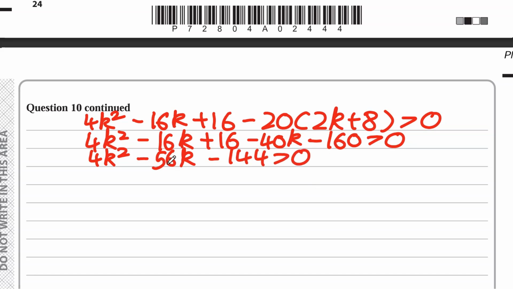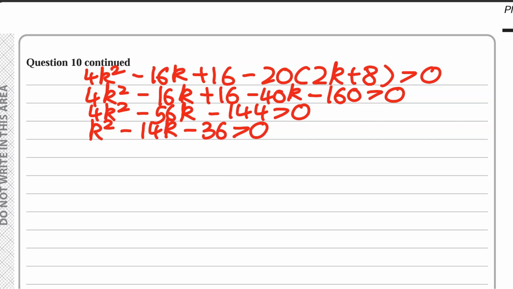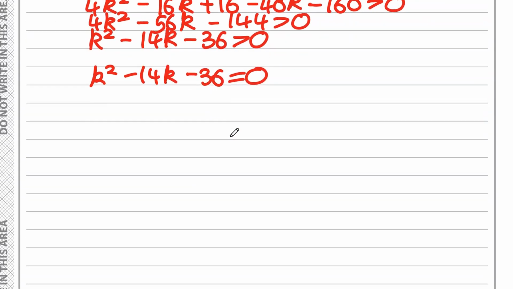Now here, all of these coefficients are divisible by 4, so we divide everything by 4 to simplify it. It's going to be k squared minus 14k minus 36 is bigger than 0. Okay, so this is a quadratic inequality. The way that we solve this is, firstly, let's rewrite it as if it's equal to 0. So k squared minus 14k minus 36 is equal to 0. And let's solve this. There's no easy way to factorize this, so we're going to use the quadratic formula.